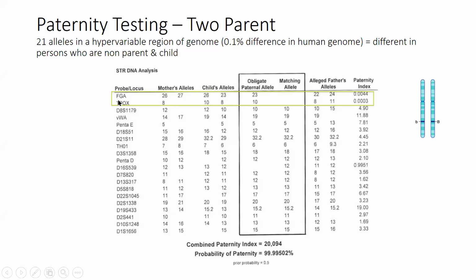So at this locus that they have tested, mom's sequences are given the numbers 26 and 27, baby 26 and 23. Here, the child is obligated to inherit 23 from dad because 26 is shared with mom. But that is not the case because dad is 22 and 24. Okay, that's interesting. The same thing happens here. But as we go down, you can see baby is matching with dad, and it gives you a paternity index and calculates. So when you're doing a paternity test, it will give you one of two results, 99.99% or 0%.